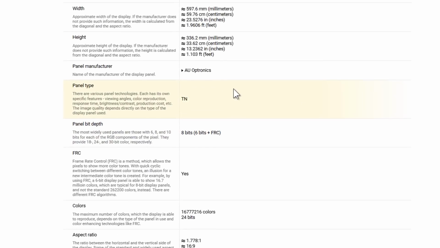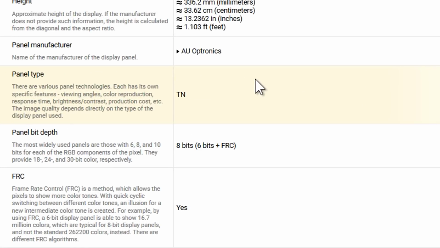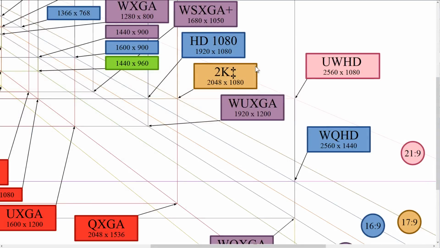However, whenever you see TN, Twisted Nematics is not a color accurate technology. It doesn't have sufficient color accuracy. Let's move on to resolutions.